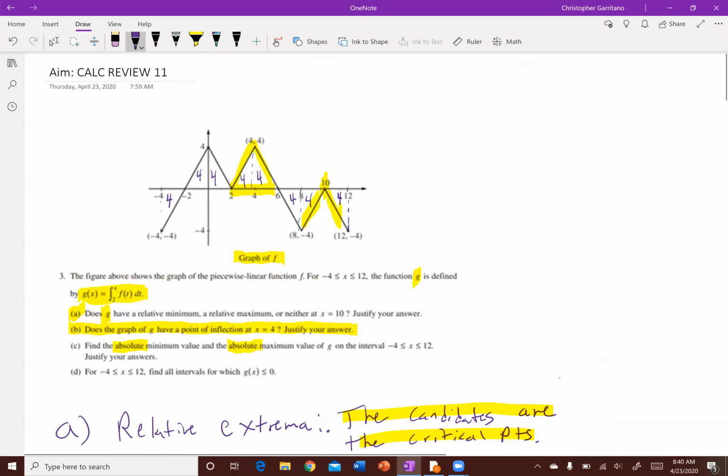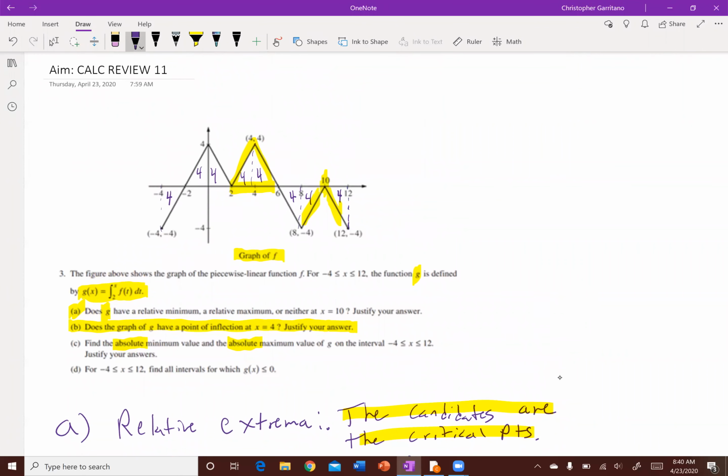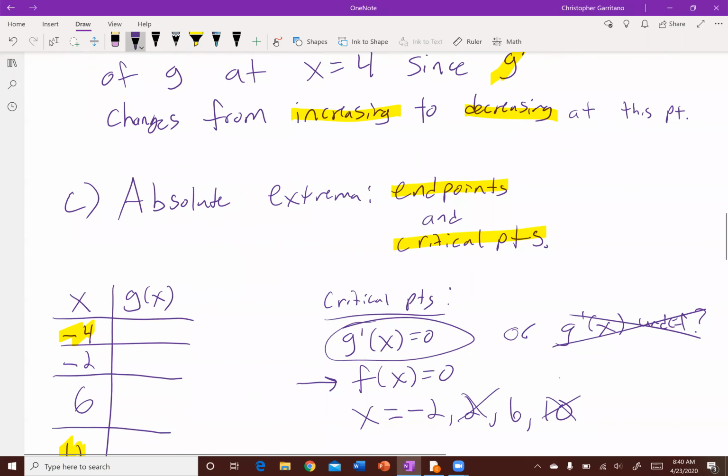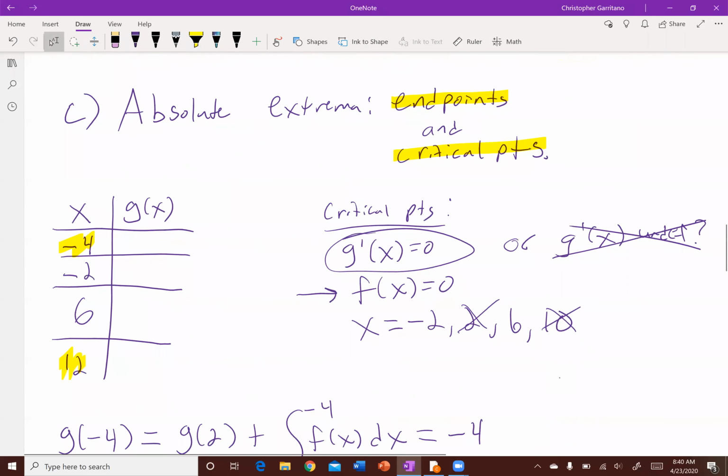Because we can see that the derivative is negative on either side. Similarly, for x equals 2, the derivative, or the graph of f, is positive on either side. So for x equals 2, there's neither going to be a min nor a max on g. So we can actually ignore those critical points. But we cannot ignore -2 and 6 because those are both relative max/min, and so they're candidates for absolute max/min.